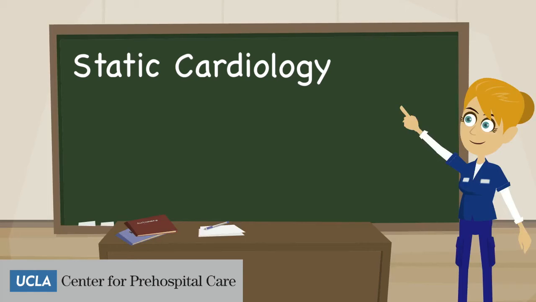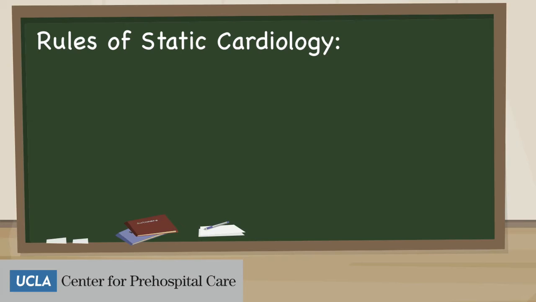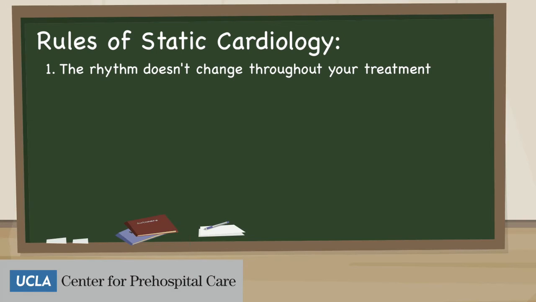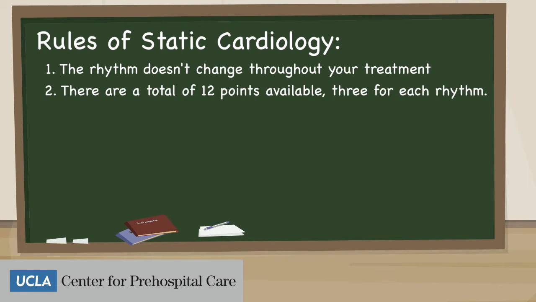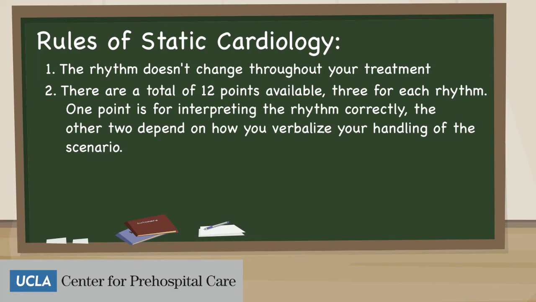This is the CPE testing format for static cardiology. Rules of static cardiology. The rhythm doesn't change throughout your treatment. There are a total of 12 points available, 3 for each rhythm. 1 point is for interpreting the rhythm correctly. The other 2 depend on how you verbalize your handling of the scenario.